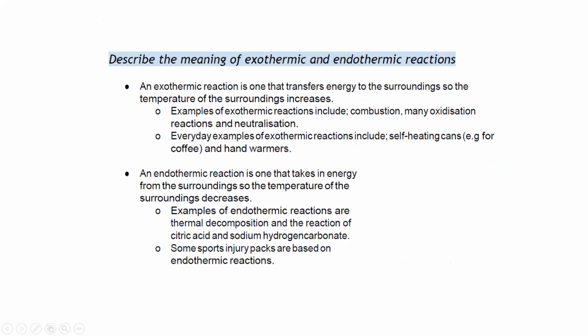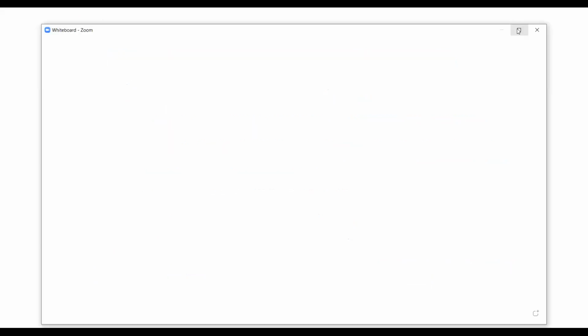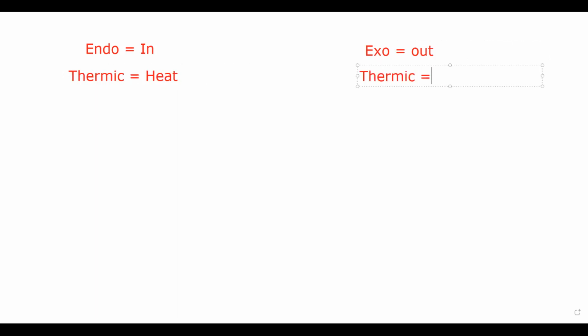So describing the meaning of exothermic and endothermic reaction. So how we define the term exothermic reaction and endothermic reaction. The term endo means in, and the term exo is from exit, it means out. And the term thermic refers to heat. Here also thermic refers to heat.